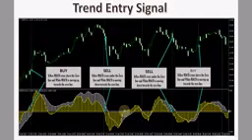So this is the trend entry signal. It is one of the reliable entry signals we will discuss today.